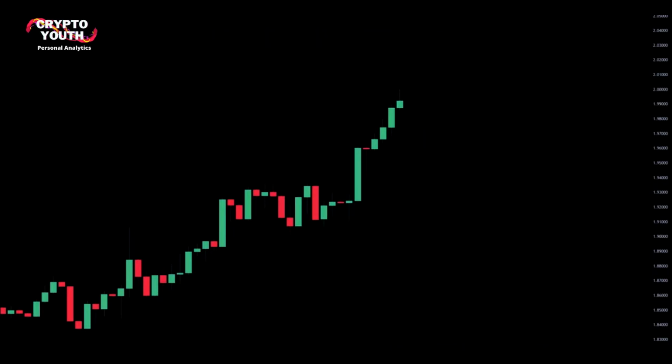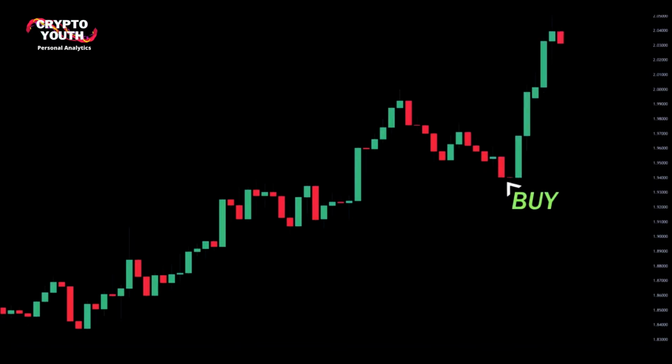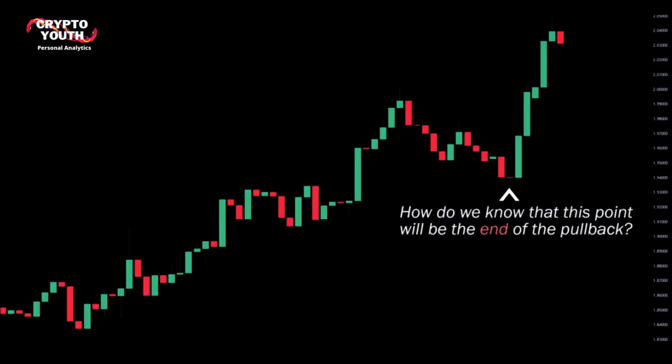So let's say that the current market is trending and you're looking to enter a position. Now, we know that the best time to enter a position in a trending market is to wait for the trend to make a pullback. So as price makes a pullback, you can enter a buy position at the end of the pullback before the price continues with the main trend. And so, how do we know that this point will be the end of the pullback?